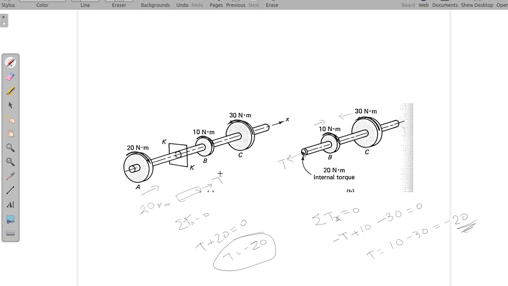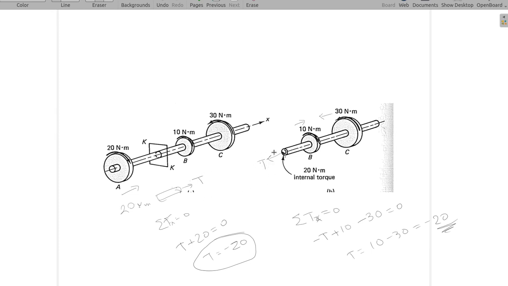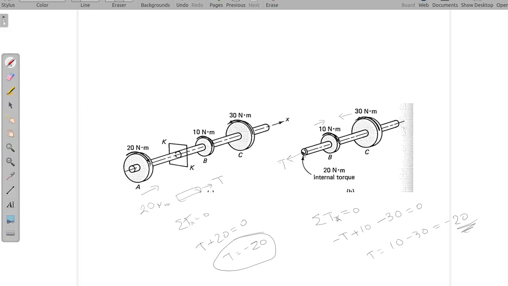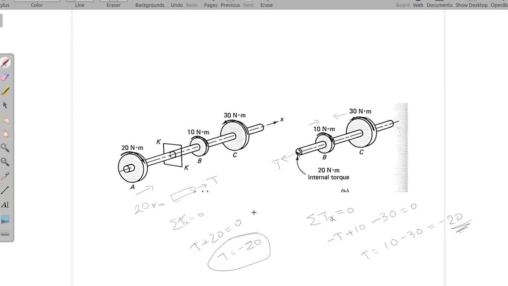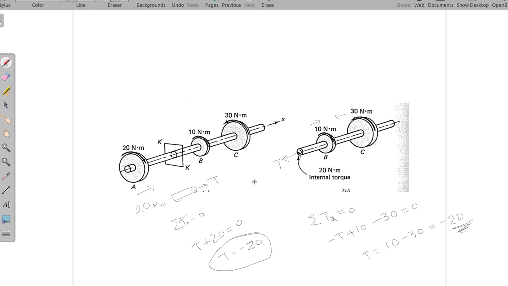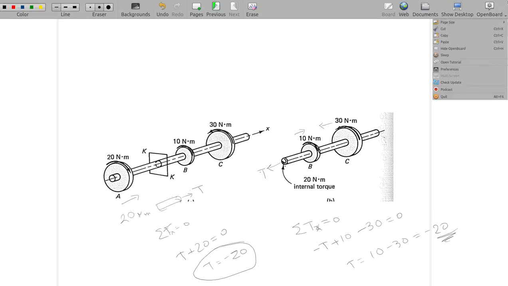Obviously the torque here and the torque here will have opposite direction, because this part is applying a torque on this part and this part is applying a torque on this part. So these are Newton's action reaction pairs. They will be equal in magnitude and opposite in direction. That's why you get opposite directions here and here. So that's how you calculate internal torque resultant in shafts.